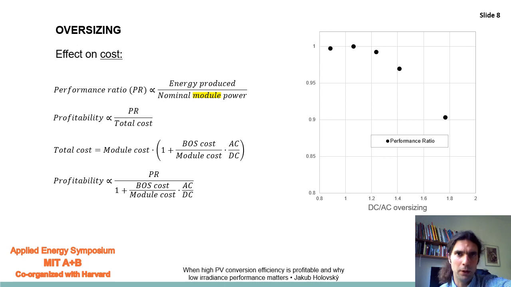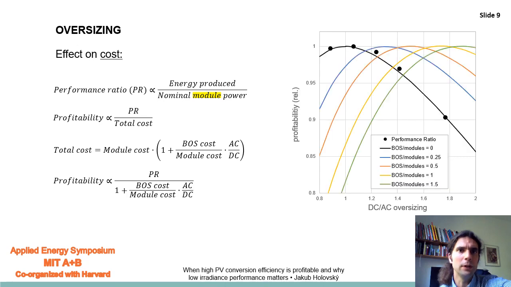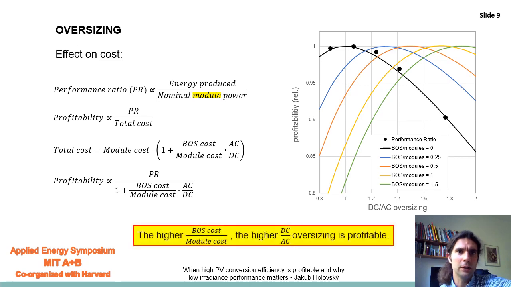Finally, the profitability is basically the performance ratio with additional dependence on oversizing and on ratio of BOS to module cost. We see that this ratio is effectively shifting the maximum of profitability to higher oversizing values, so that the oversizing is more profitable for higher relative BOS costs.